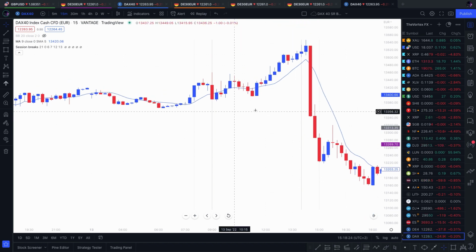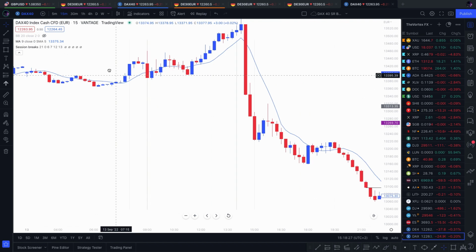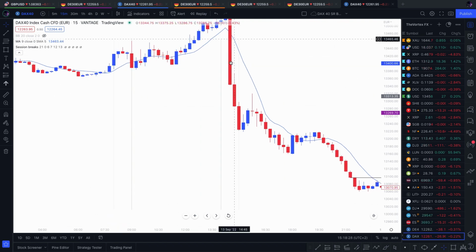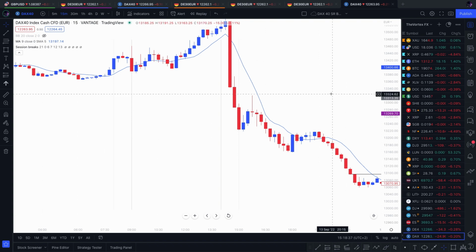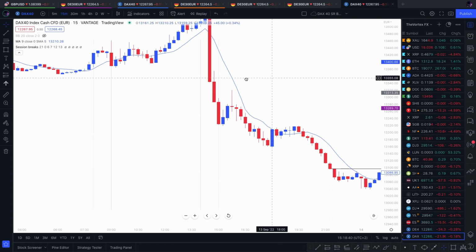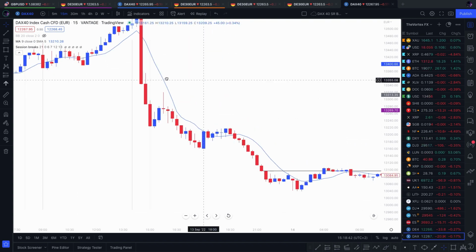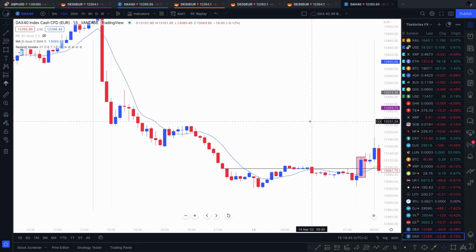What happened then? We see price carrying on. We then saw this large bearish candle appear, and the market flipped from bullish to bearish. Let's carry on and see if we can find some more examples. I've jotted down quite a few here for you guys.